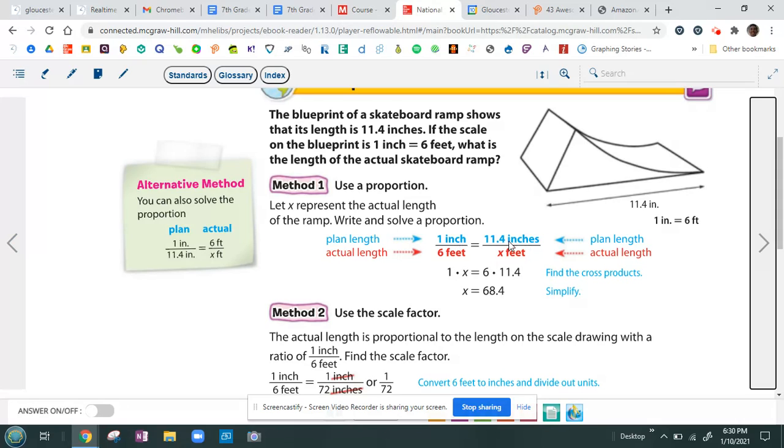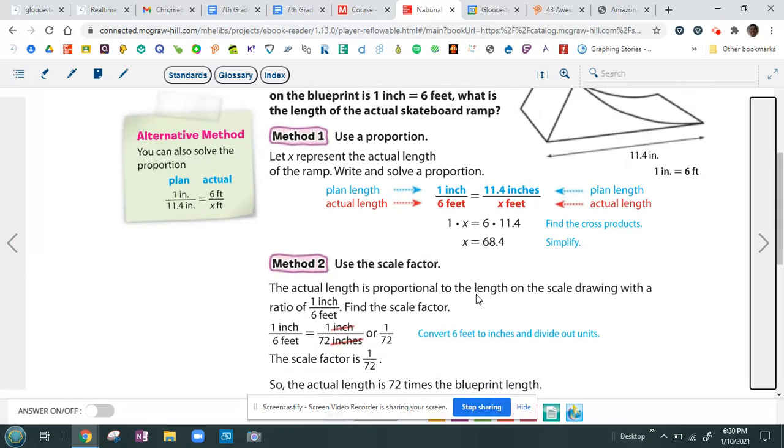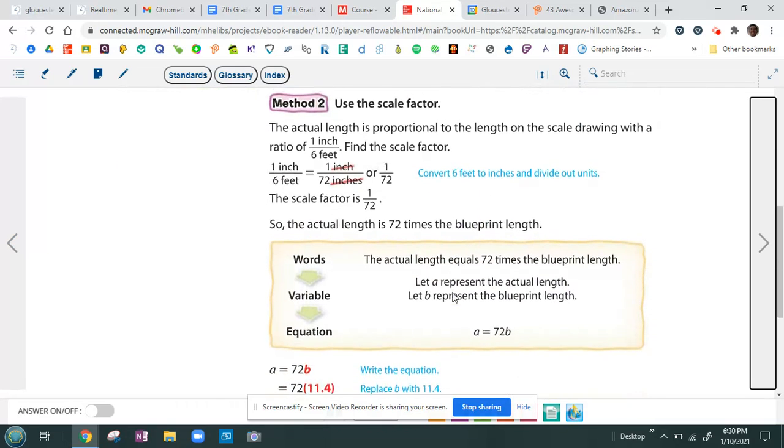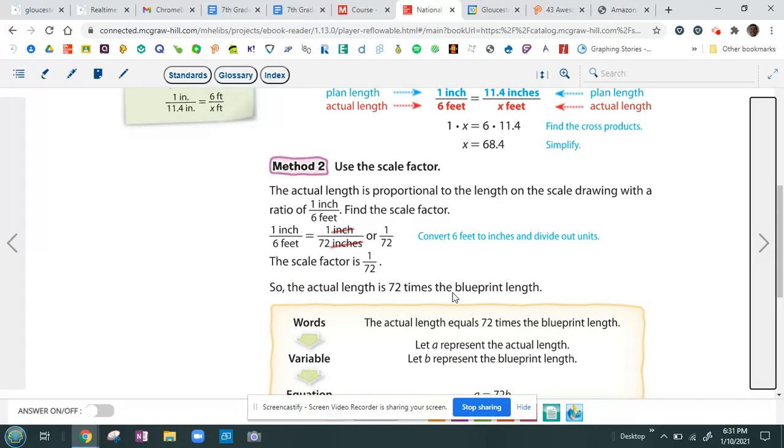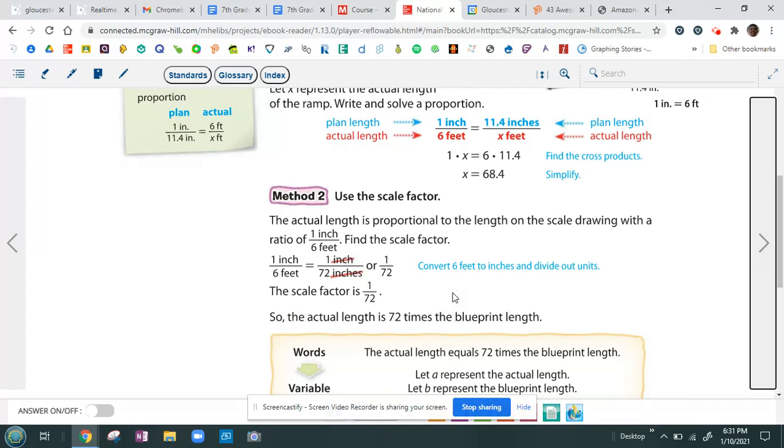So the actual length, we don't know what the real length is going to be. We have the plan length. We need to figure out the actual length. So we can cross multiply just like they showed and divide to get 68.4, which would be 68.4 feet. The other way to do it is to do it with scale factor.